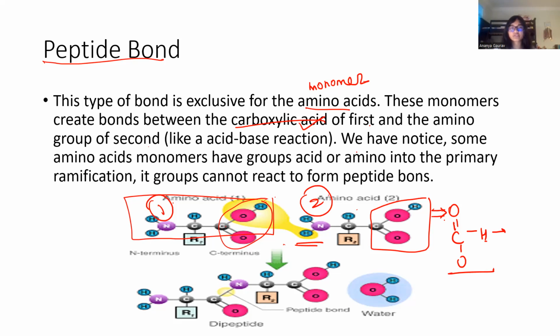Auntie, what does of first and of second mean? Suppose I am saying this is Ananya, Ananya is first, Rashi is second, now it makes a bond, joining bond. So first or second is nothing. This is one amino acid, this is another amino acid. One amino acid, take it as the first, in which the carboxylic group makes a bond with another amino acid.